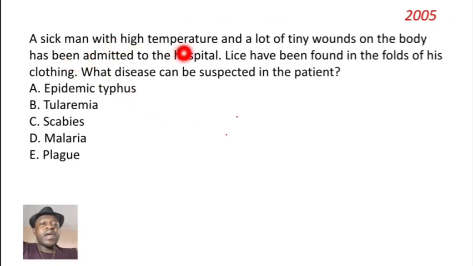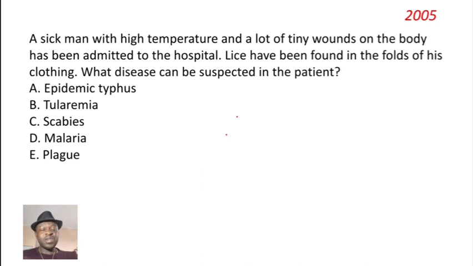A sick man with high temperature and a lot of tiny wounds on the body has been admitted to the hospital. Lice have been found in the folds of his clothing. What disease can be suspected in the patient, right? So first thing, the patient has lice. So this one is pediculosis, right? But here they are telling you about these symptoms of tiny wounds. These tiny wounds are representing the symptoms of endemic typhus.